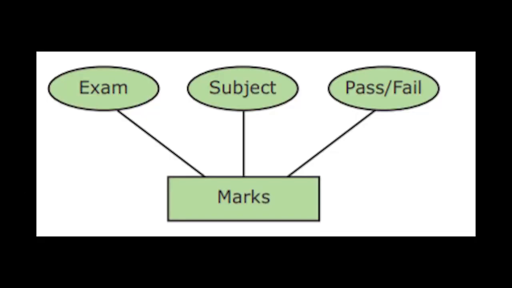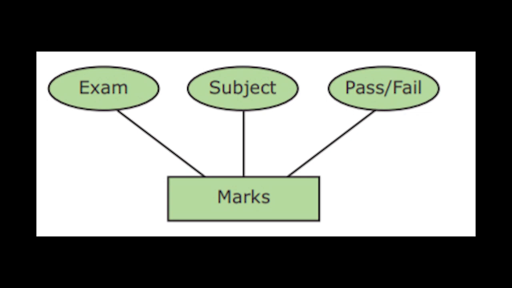This is given as a weak entity because if there is an exam and a subject and they find only pass or fail, you can determine the marks, right? So the marks depend on the exam and the subject. The marks depend on fail or pass. So the marks depend on this exam, subject, pass and fail. So this is a weak entity.